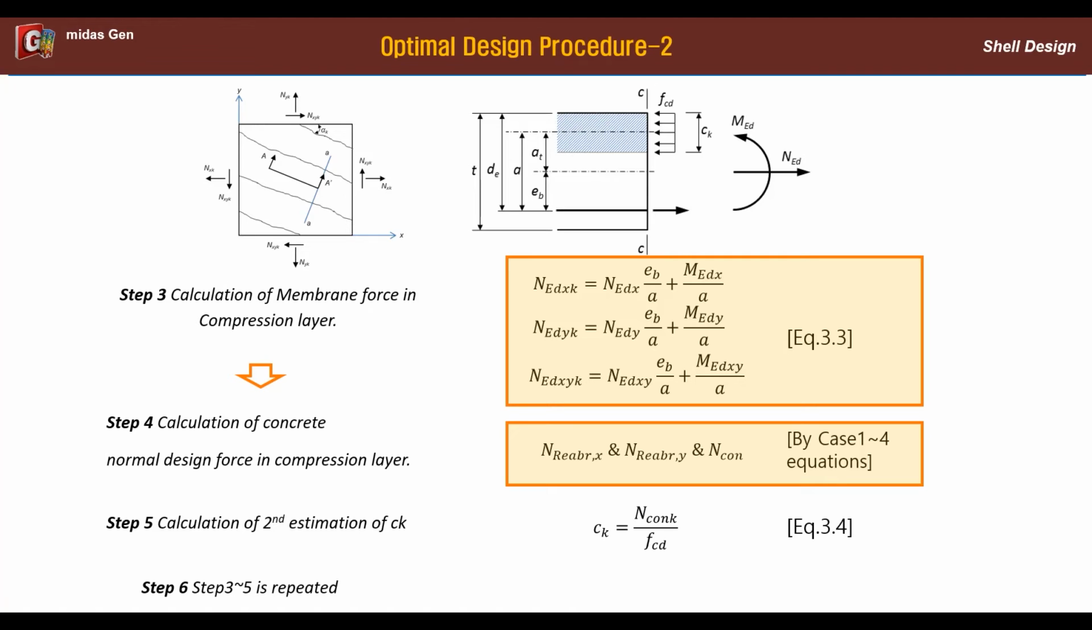Step 5 is for calculating the second estimation of Ck. The second estimation of Ck is calculated by the following equation 3.4. In step 6, steps 3 to 5 are repeated. If the Ck of the n step and the n+1 step match, the above process is ended, and the last n+1 Ck is determined as the thickness value of the final compression layer. The subsequent design process follows the design procedure of shell with crack section, which was explained before.